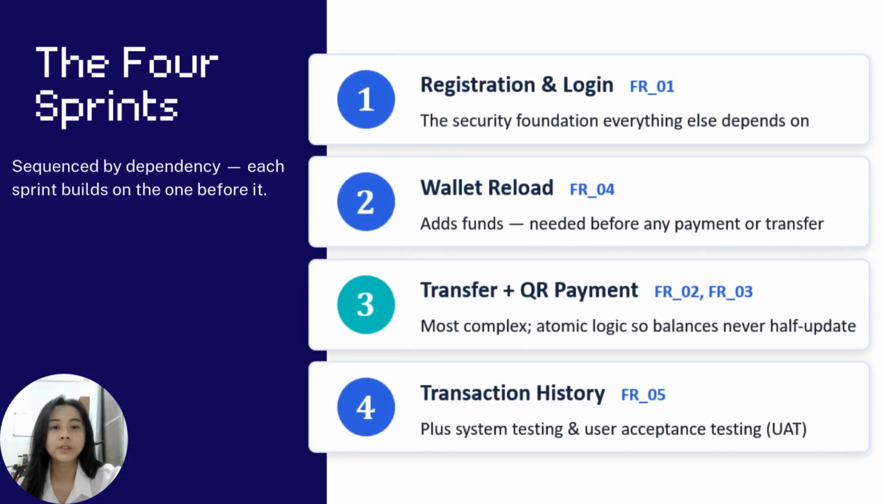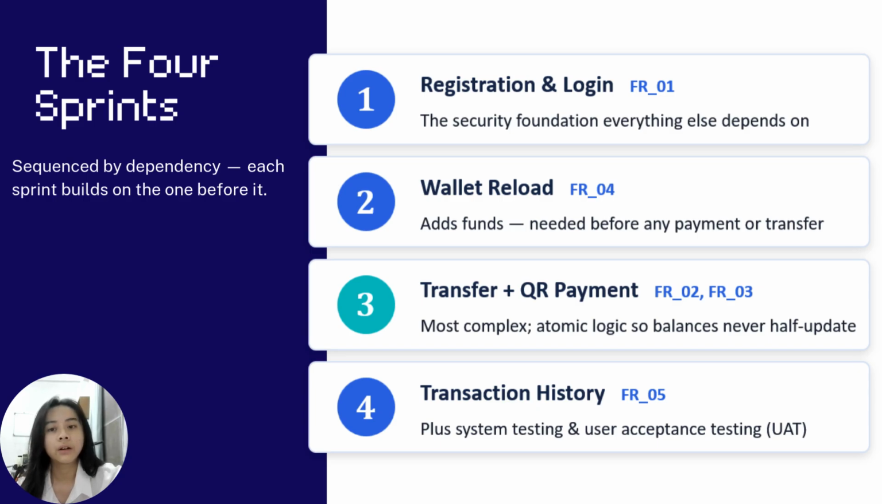We sequence the sprints by dependency. Sprint 1 builds registration and login, the security foundation everything else relies on. Sprint 2 adds wallet reload because users need funds before they can pay or transfer. Sprint 3 is the most complex. Money transfer and QR payment are developed together. Since both modify wallet balances, we use atomic transaction logic to make sure a balance is never half updated.